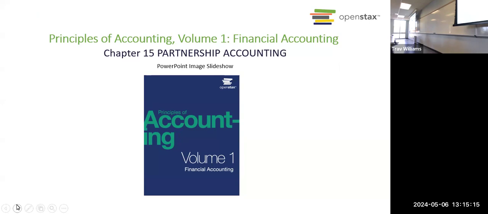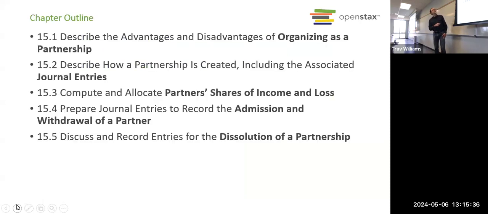So most of the accounting we've learned is really around corporations, right? Because we've learned about stocks and bonds, and those are things corporations can provide. A little bit about sole proprietorships now and then, but we really haven't talked too much about doing accounting for partnerships, and there are some differences. So that's what we're going to focus on in this chapter.